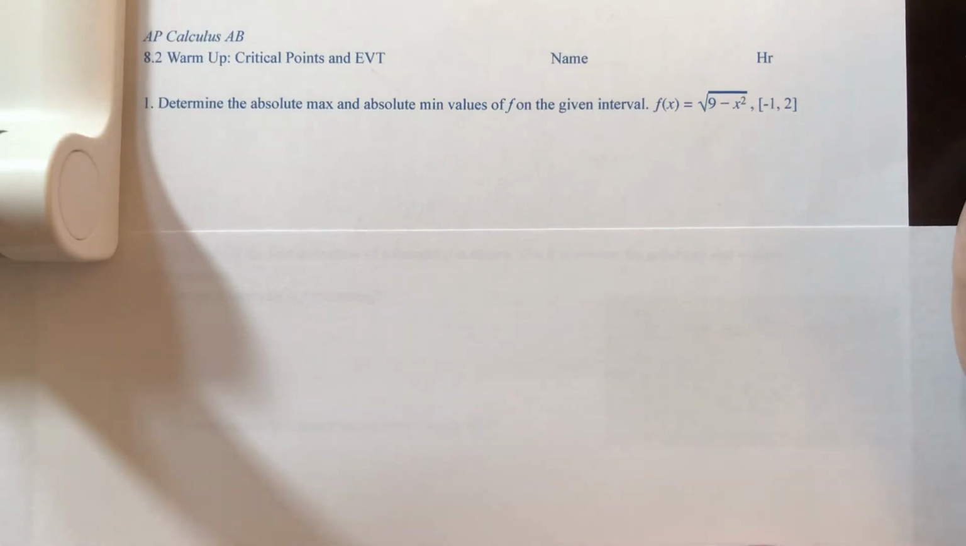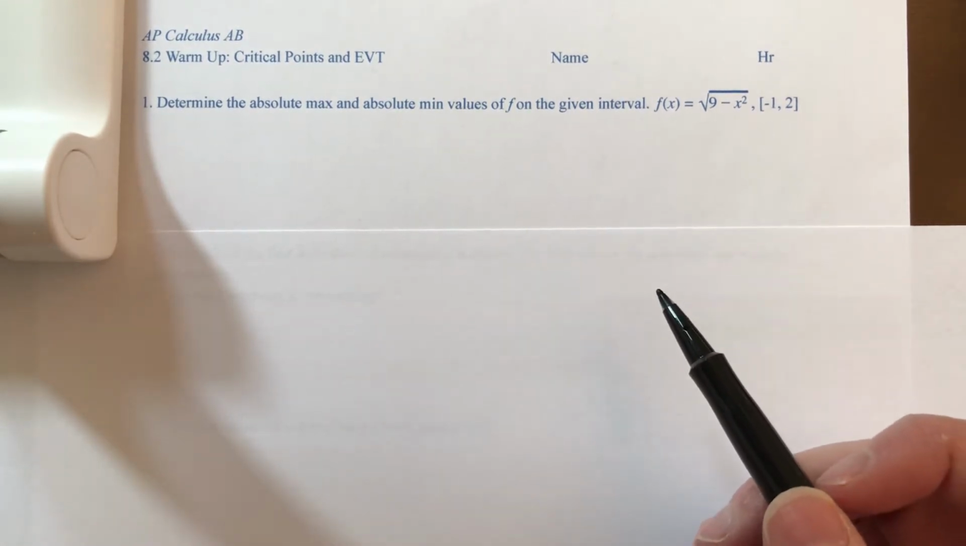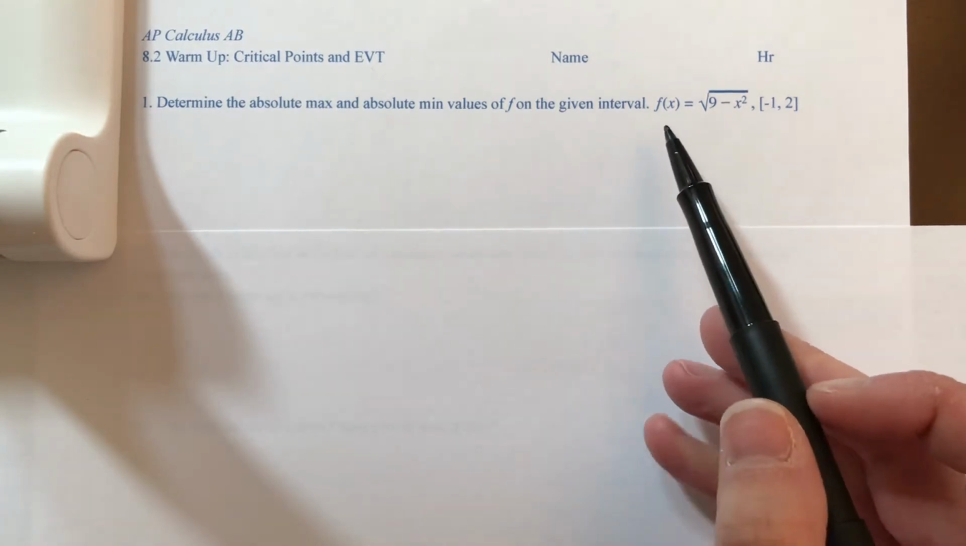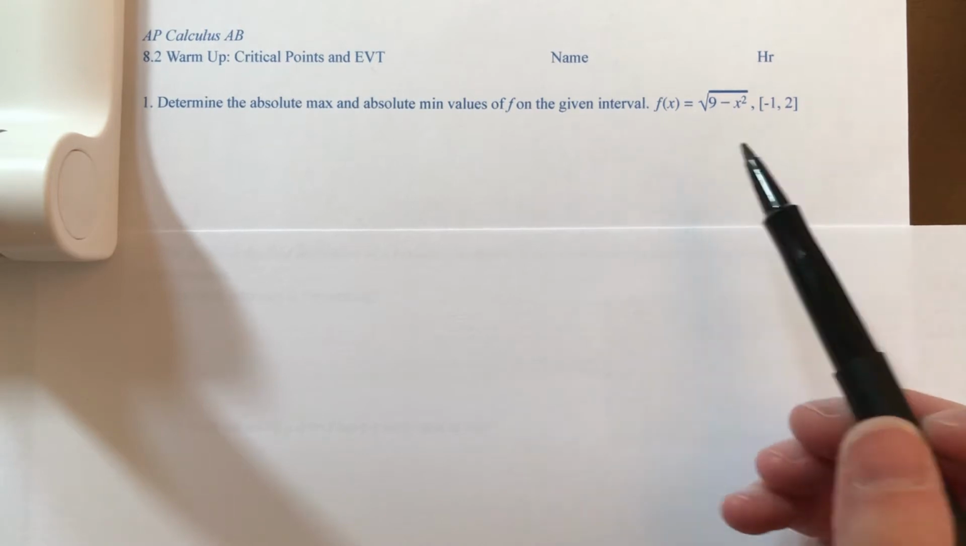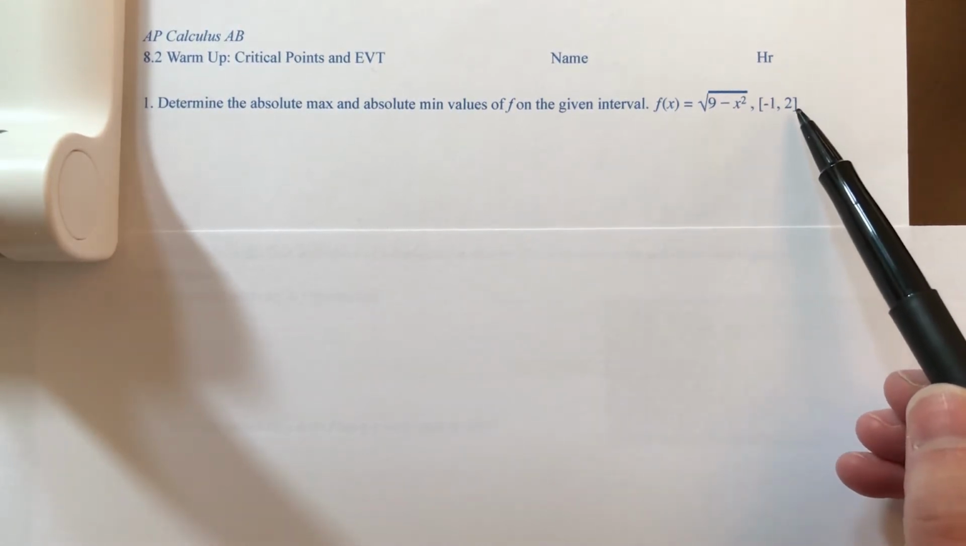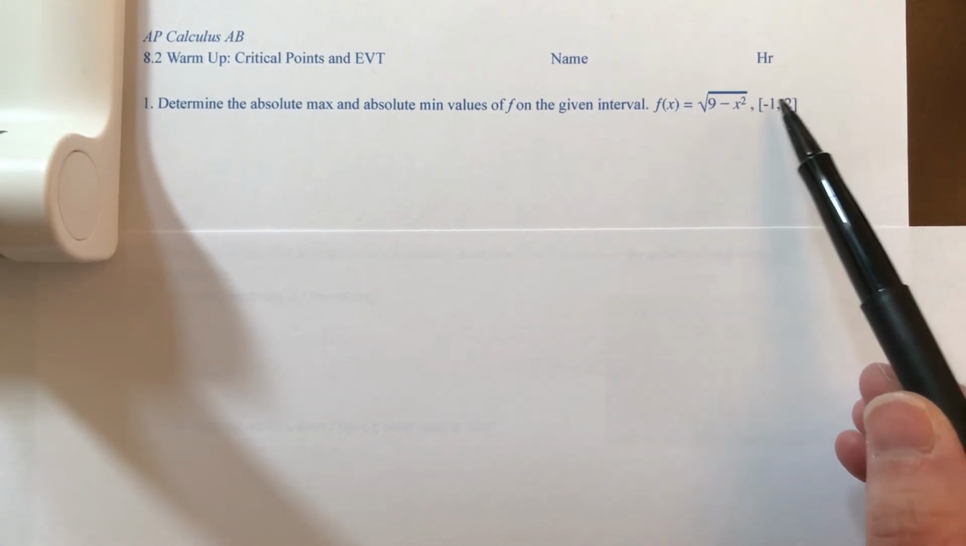This is the answer to number 1 on the 8.2 warm-up and critical points and EVT worksheet. It says determine the absolute max and absolute min values of f on the given interval. So f of x equals the square root of 9 minus x squared, and we're on the interval from -1 to 2. Well, the first thing is I know that this is a continuous function on this interval.